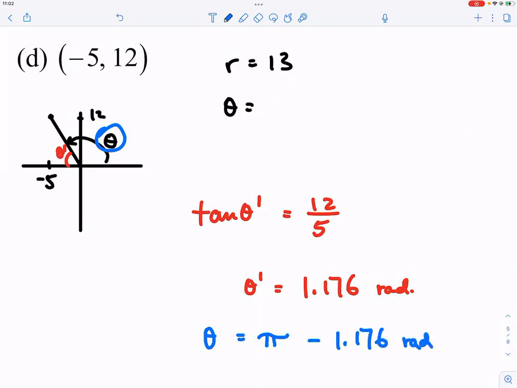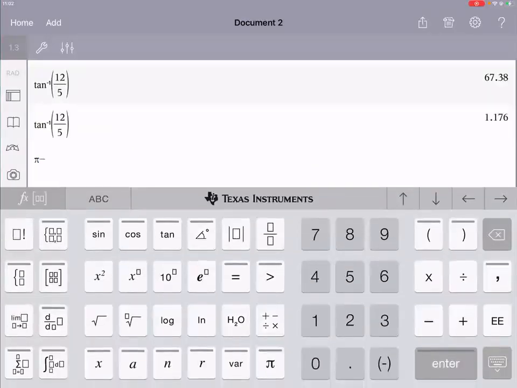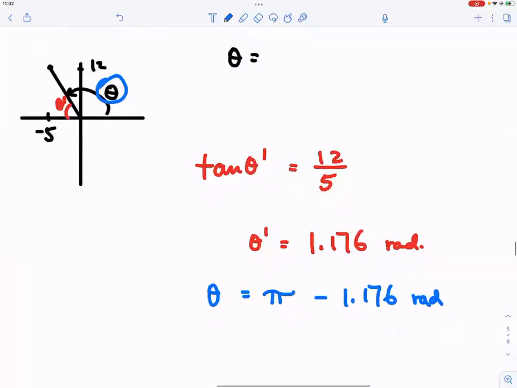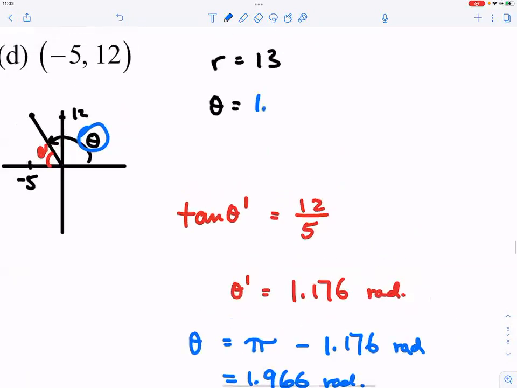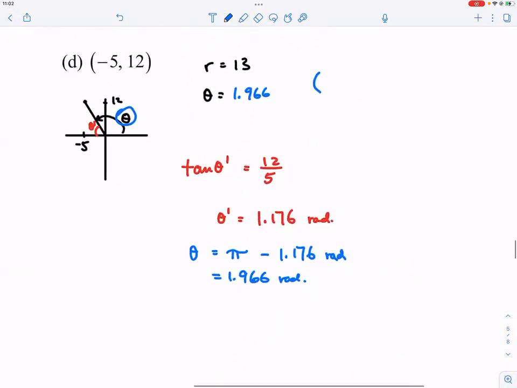So we say pi minus 1.176. So on your calculator, you would do pi minus 1.176. And whatever that is, that will be 1.966. I'm going to round it up. So that's equal to 1.966 radians. So your polar coordinate conversion would be 13 comma 1.966. Okay.